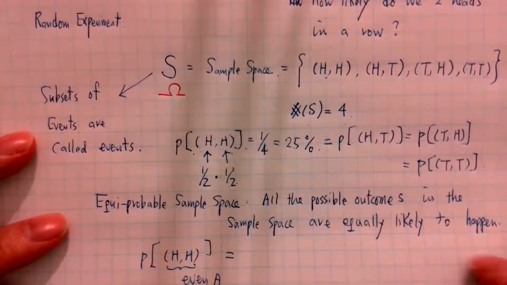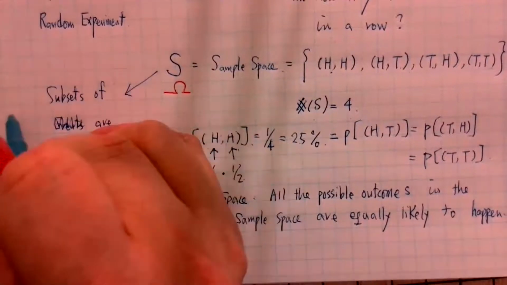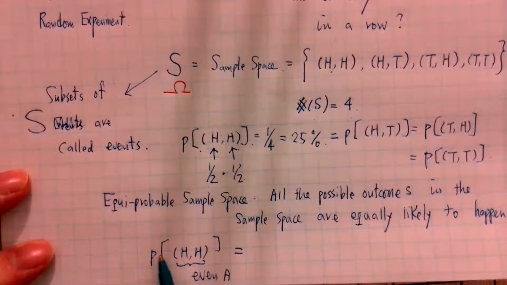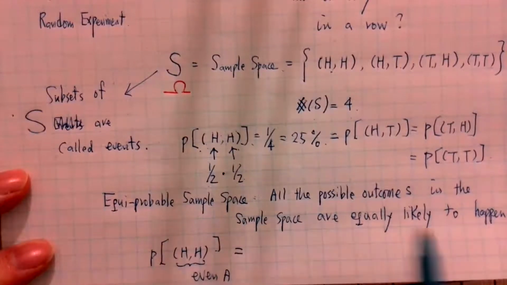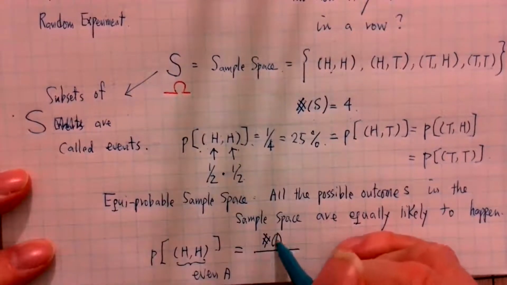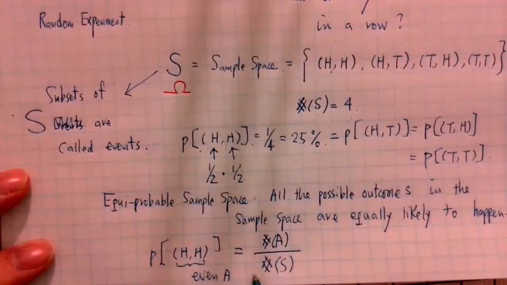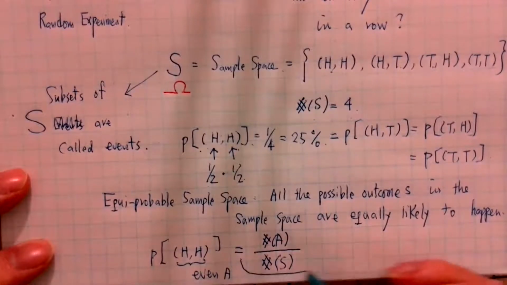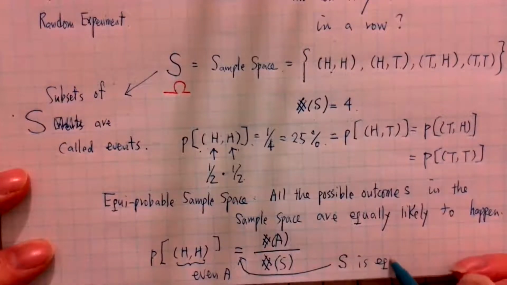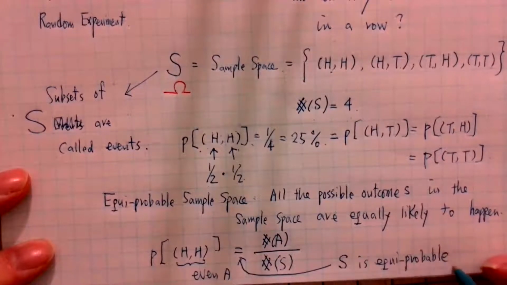Subsets of the sample space are called events. So how do we define the probability measure of an event? We define it as the number of outcomes in A divided by the number of outcomes in the sample space. This works only when the sample space is what? Equiprobable. Okay.